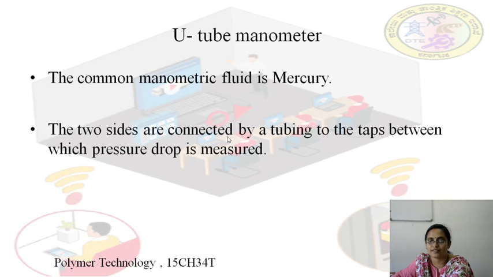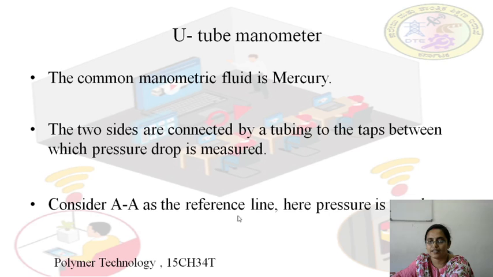The two sides are connected by tubing to the tabs between which pressure drop is measured. So, one U-tube manometer, two sides. If pressure difference is to be measured, it is connected to the two ends where pressure drop is to be measured. And it is connected to tubings or tabs.